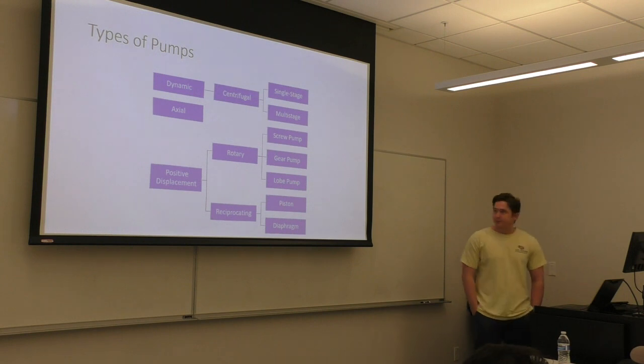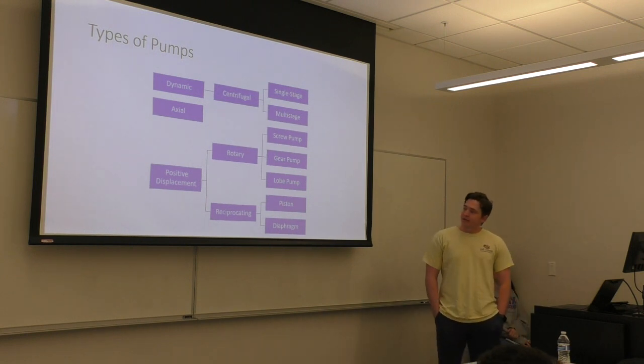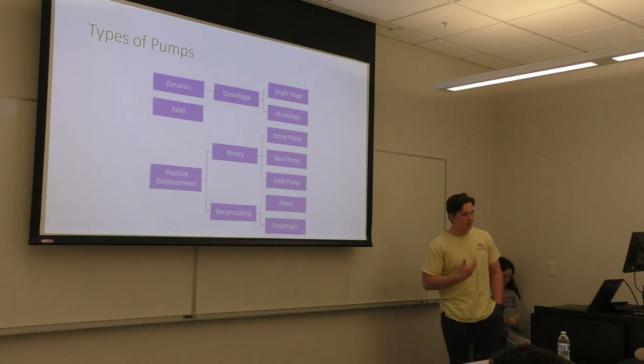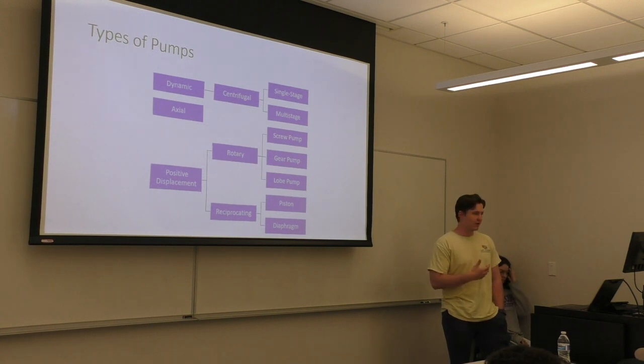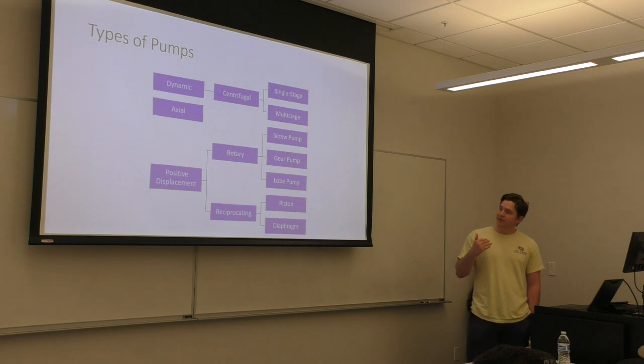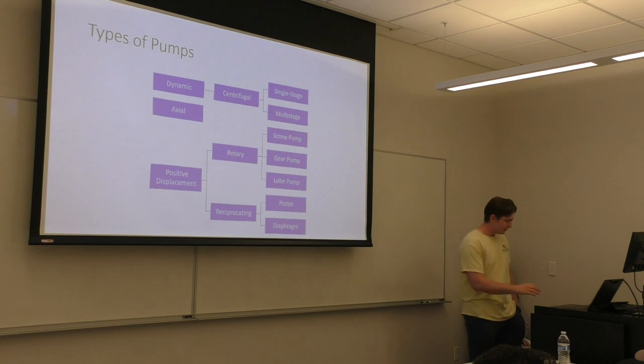So there are different types of pumps. There are dynamic and positive displacement pumps. In dynamic pumps, there's centrifugal and axial. And in the centrifugal pumps, there are single stage and multi-stage pumps. And these stages typically mean how many impellers are located inside these pumps. Next, for positive displacement, there are rotary and reciprocating. For rotary, there are screw pumps, gear pumps, lobe pumps, and then for reciprocating, piston and diaphragm. But in this presentation, we're going to be focusing solely on centrifugal pumps.